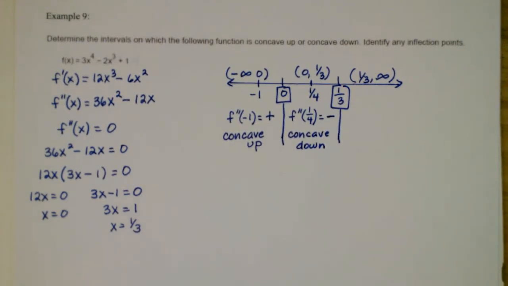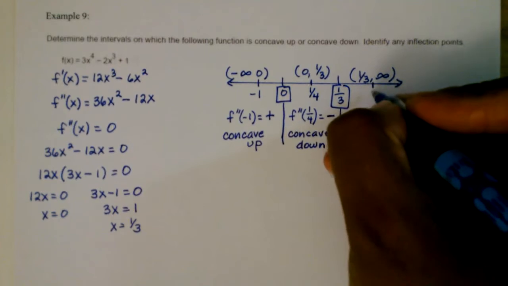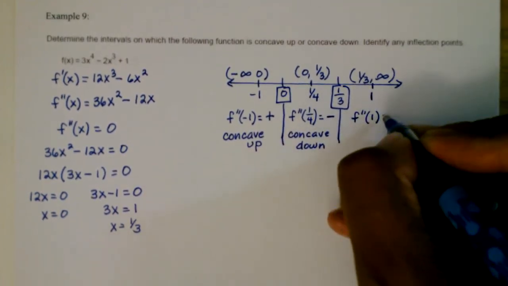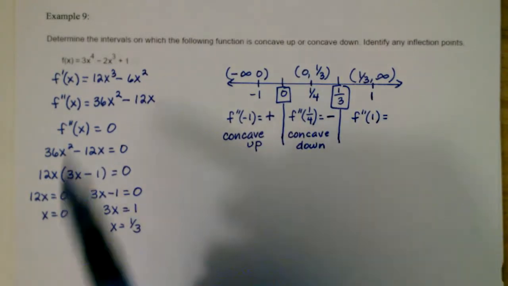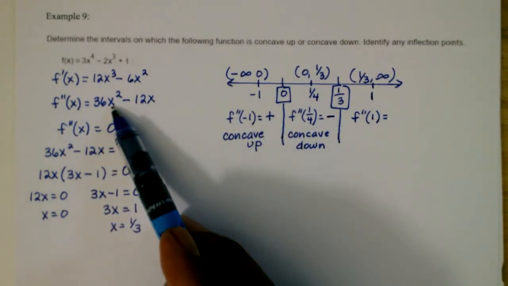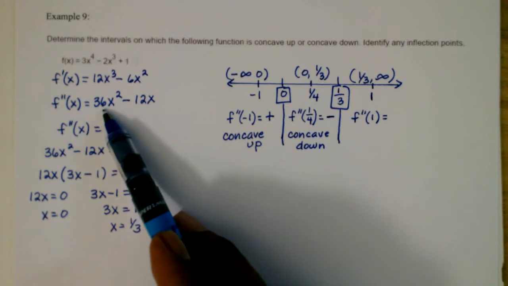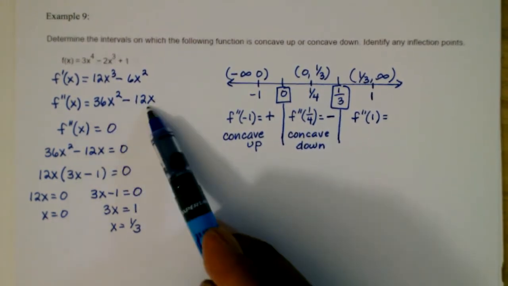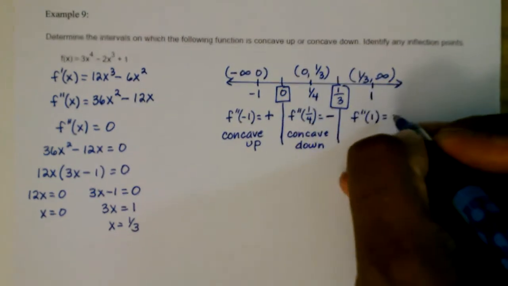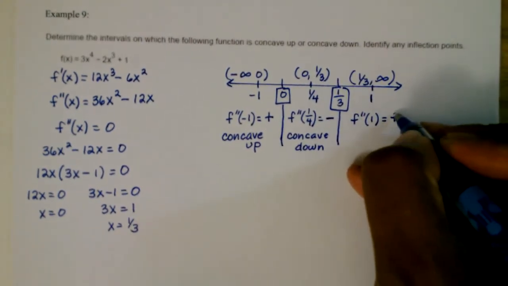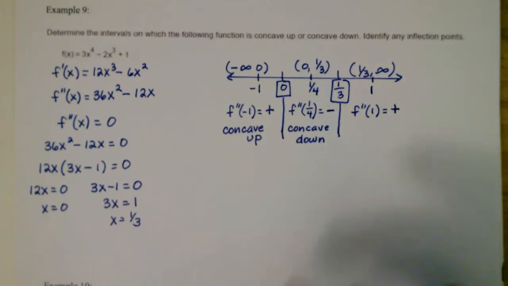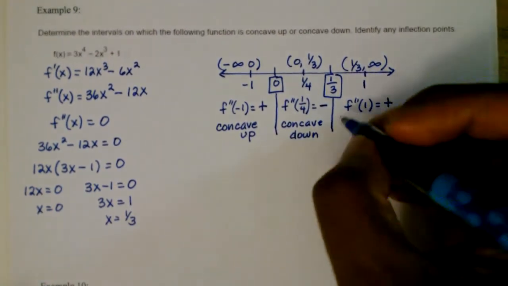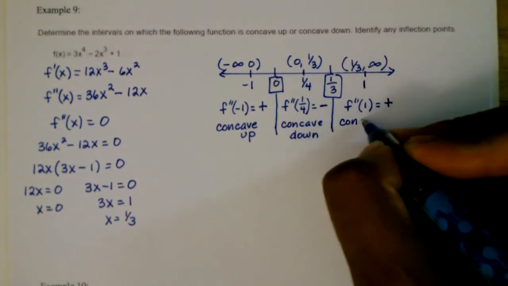And then finally, from 1/3 to infinity, I'm using 1. So f double prime of 1. I know that's going to be 36, because if I square the 1, it's just 1 times 36, which is 36. 12 times 1 will be 12. 36 minus 12 will be 24. That's going to end up being positive. So from 1/3 to infinity, I'm going to get positive values for f double prime of x. So the graph will be concave up.